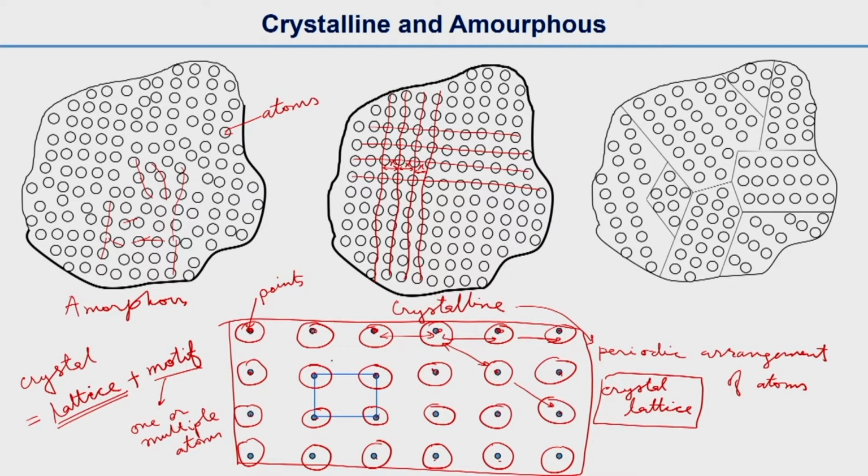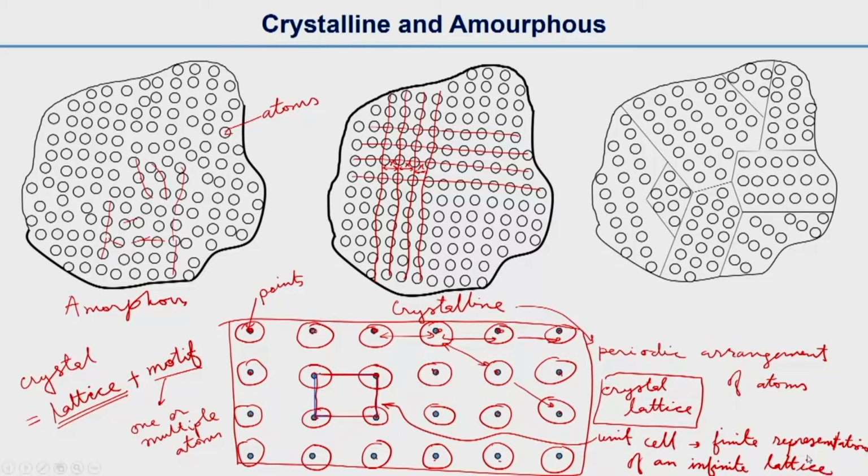And also the unit cell. So this is the unit cell. Unit cell, you can define it as a finite representation of an infinite lattice.